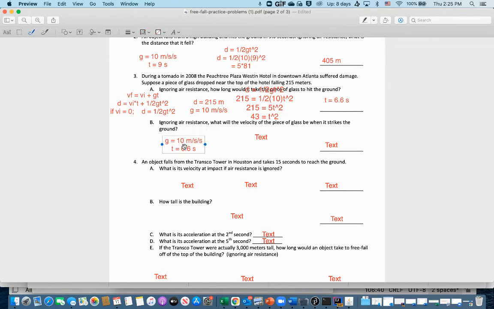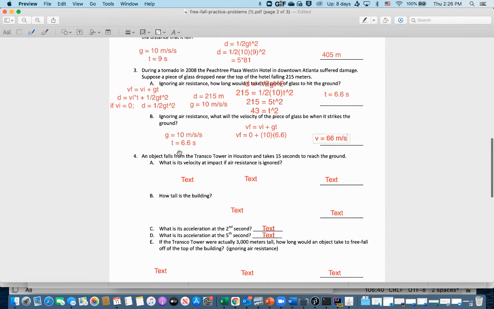So if I'm looking at my equations right here, my final velocity, and again, I'm assuming V final equals V initial plus gravity times time. I'm assuming that it starts from rest, so V final will just then be 0 plus 10 times 6.6 seconds. So my velocity should just be 66 meters per second here. Okay. So pretty straightforward in this part. We can use this time for this one right here, and that makes our life a little bit easier.